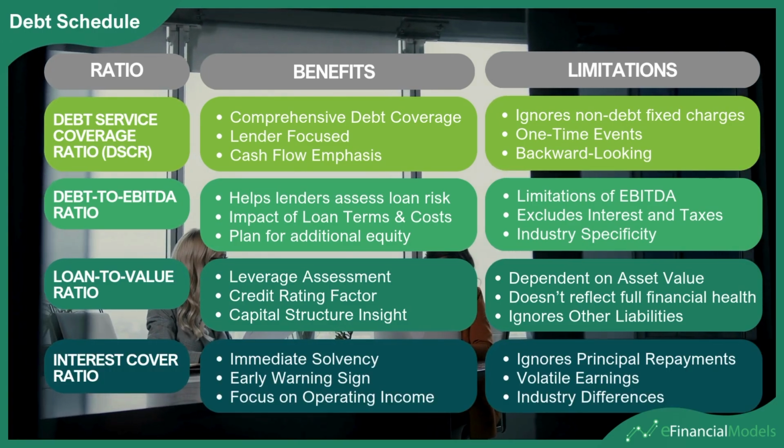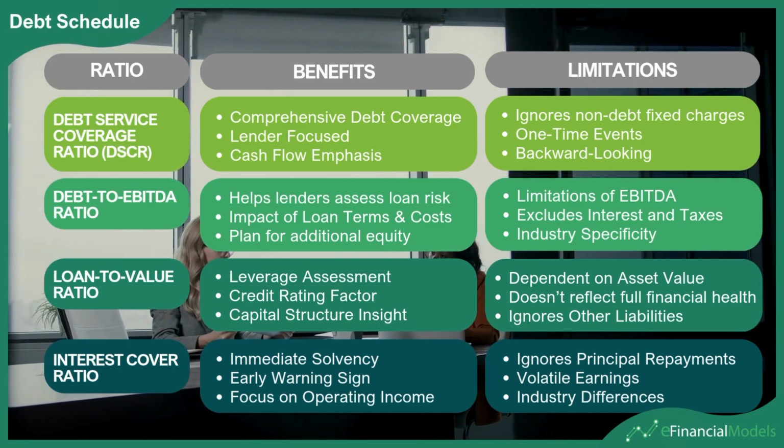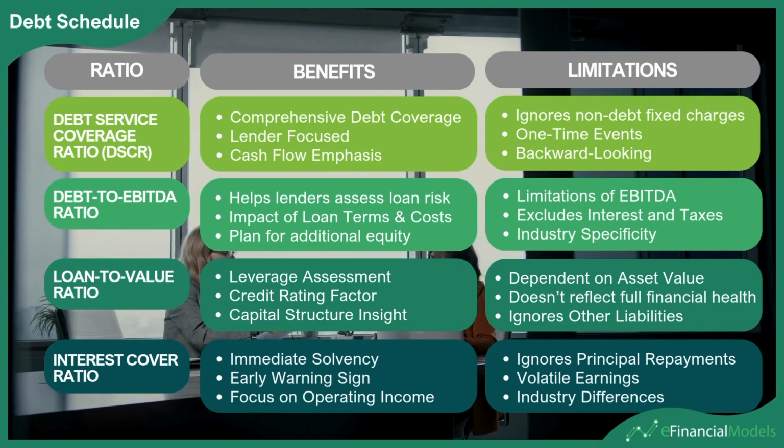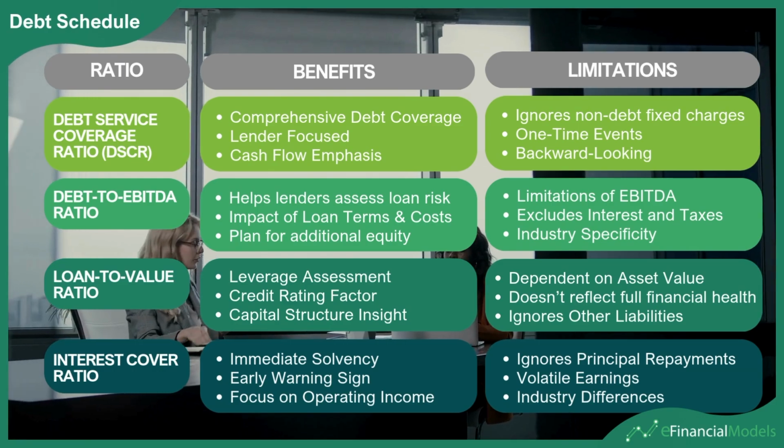It shows early warning signs of financial distress, and it focuses on the company's operating income. Its limitations are that it ignores principal repayments, it has highly volatile earnings, and comparisons between companies must be within the same sector.